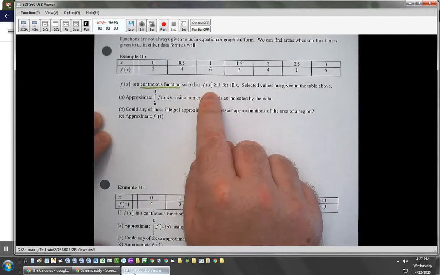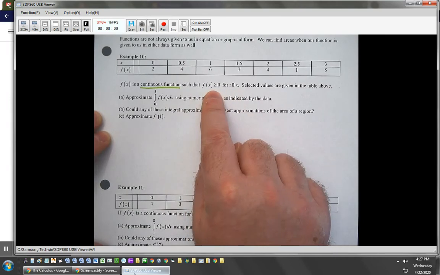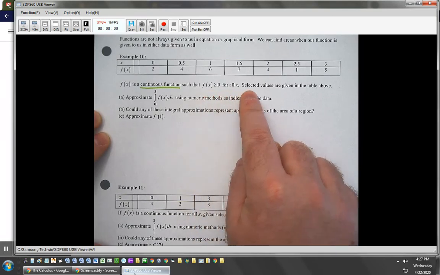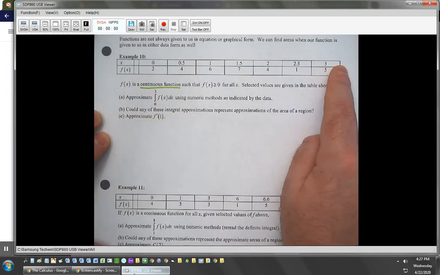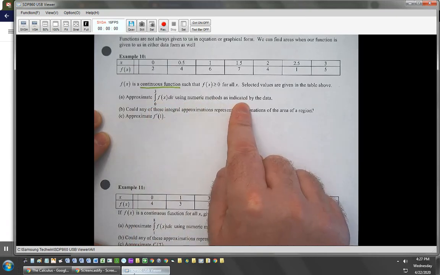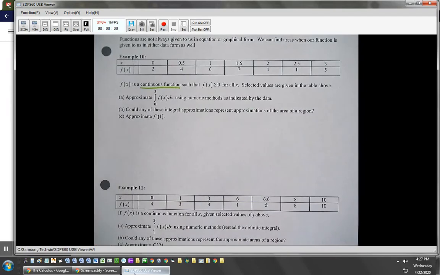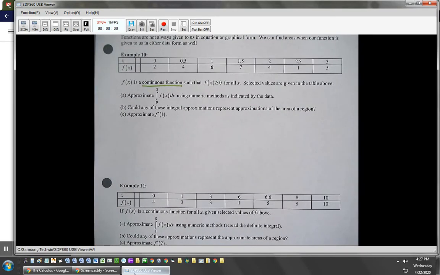Such that f of x is always greater than 0, so that's nice. So we know that all of our function values are always positive, so all of our areas are going to be positive as well. And then we have this table. Approximate the integral from 0 to 3 of f of x using the numeric method based on the data. So that means you're doing like a left end or right end Riemann sum.